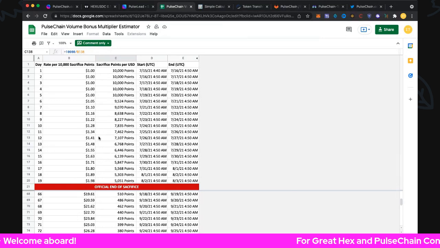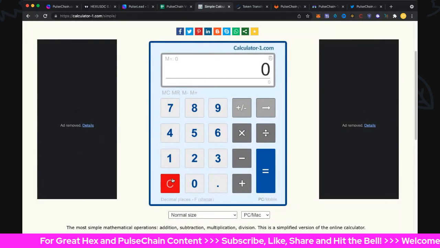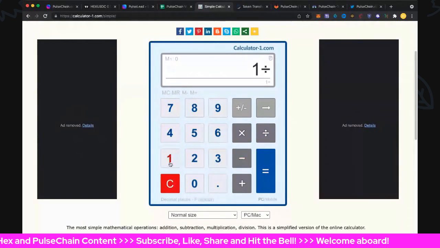This is like quadruple zero. Let's do $1 here. Let's do $1 divided by 10,000 points. We can see the difference. You can see that. So 1 divided by 10,000.